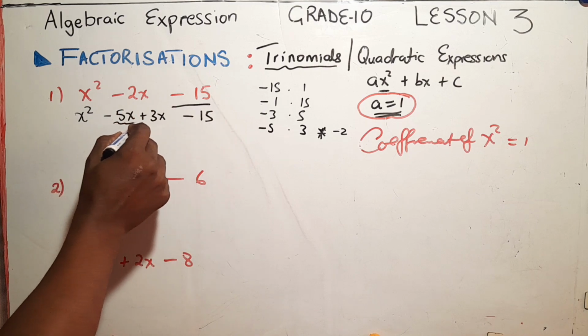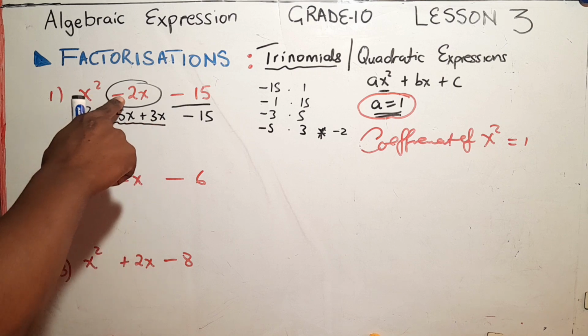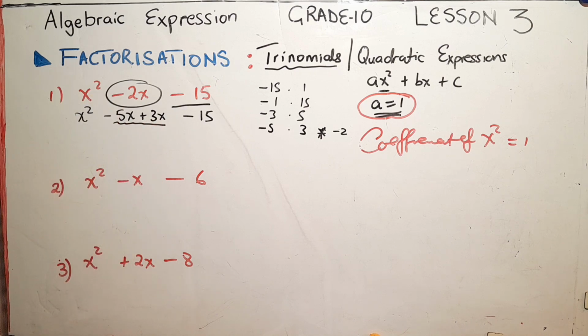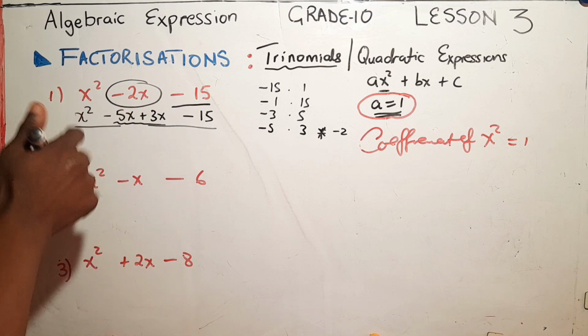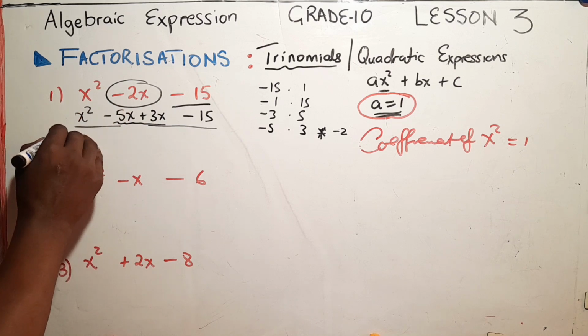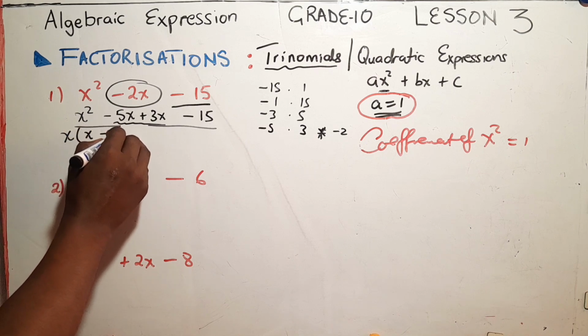So we use this to replace that. So negative 5x plus 3x gives us negative 2x. So now we can group this with this and this with that. The common factor there is x, so we can factor out x, and this will remain as x minus 5.